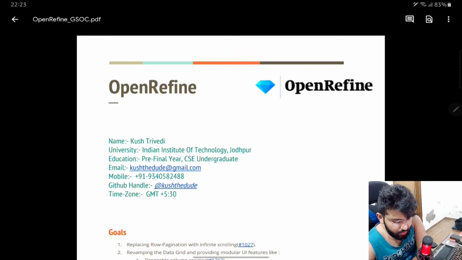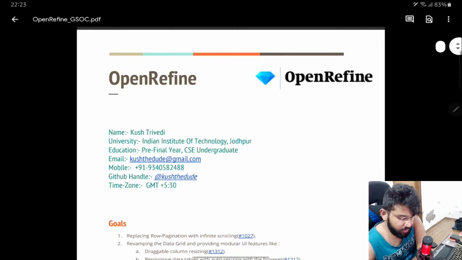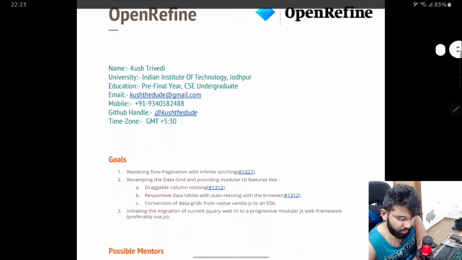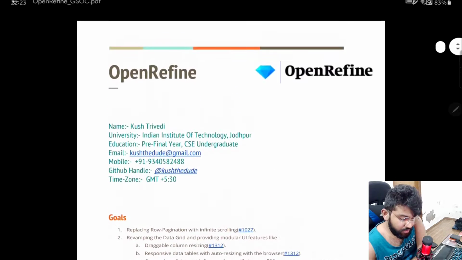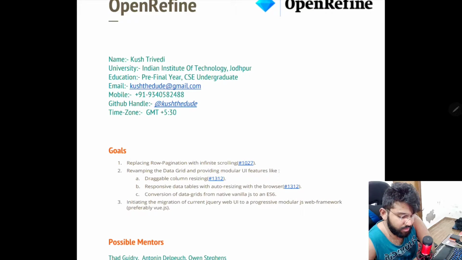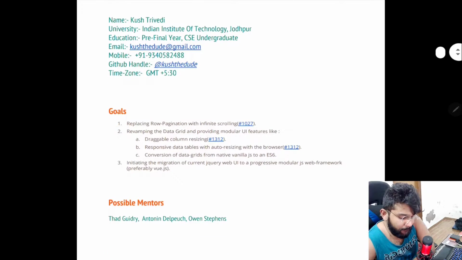Next we have Open Refine. This proposal has been contributed to us by Kush Trivedi. He was one of my juniors in FOSSASIA, as far as I remember. So he has started with a different approach. He has started with goals first. So that's a very different kind of strategy.